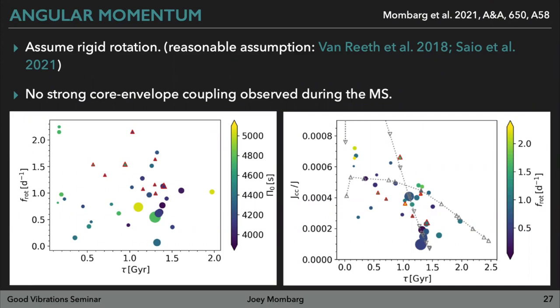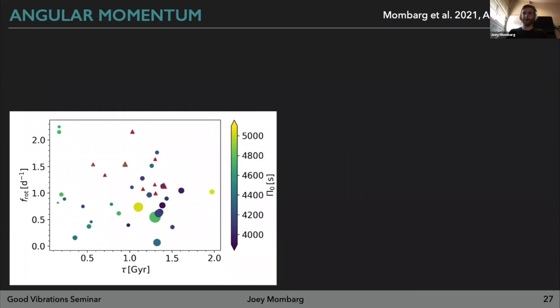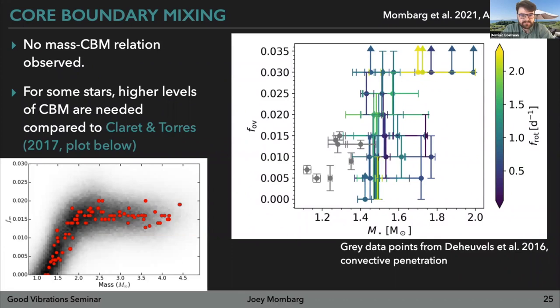I'm not seeing any other hands for the moment, so I'm going to ask a question. I think it was slide 25, Joey, so if you go back to... This one? Yes. So you have a few stars that seem to be bumping up against the top right-hand corner of your diagram on the right. Can you perhaps comment on that? Are these stars that we expect the core boundary mixing to be extremely high? So for these stars right here. Sure.